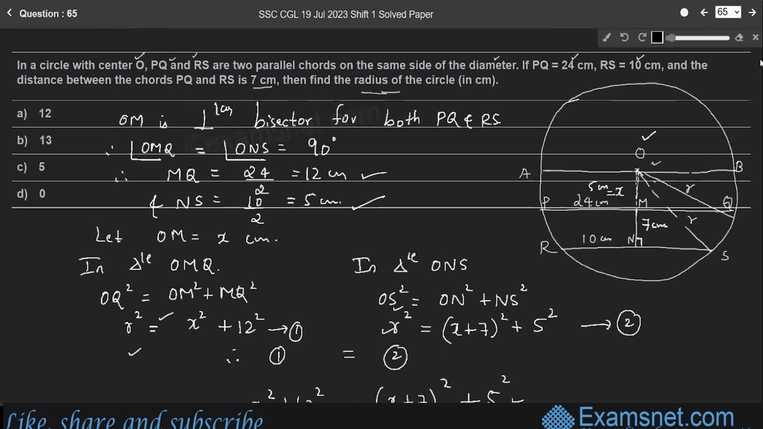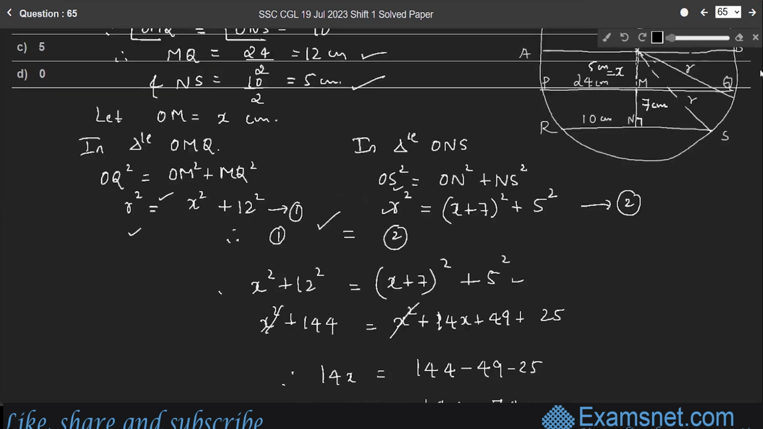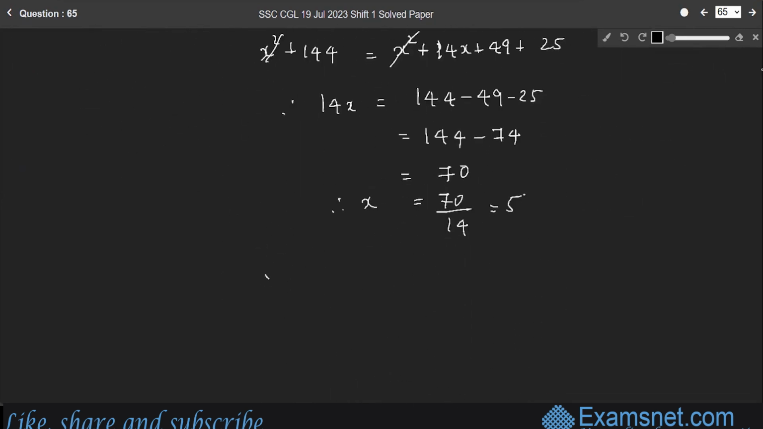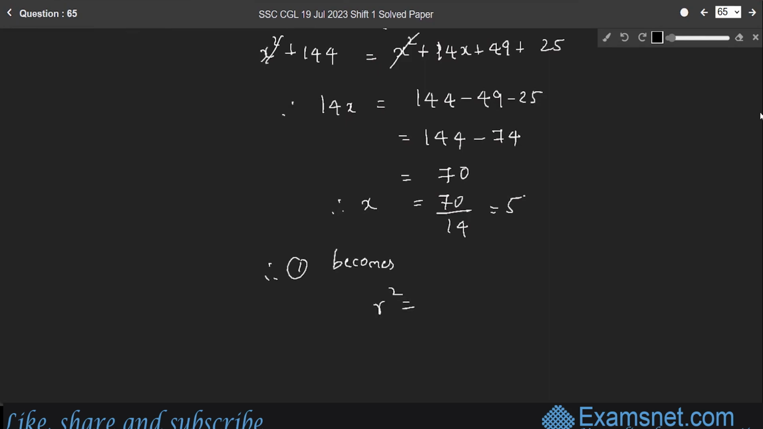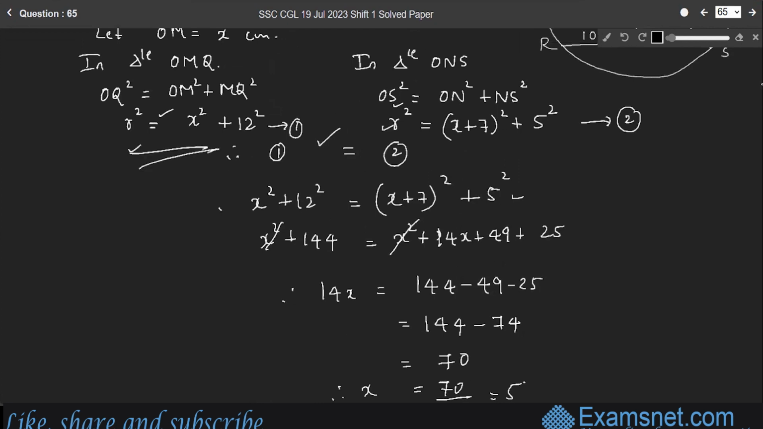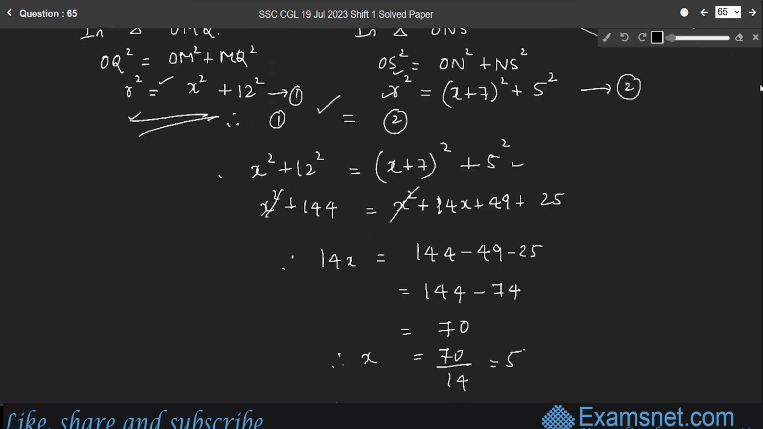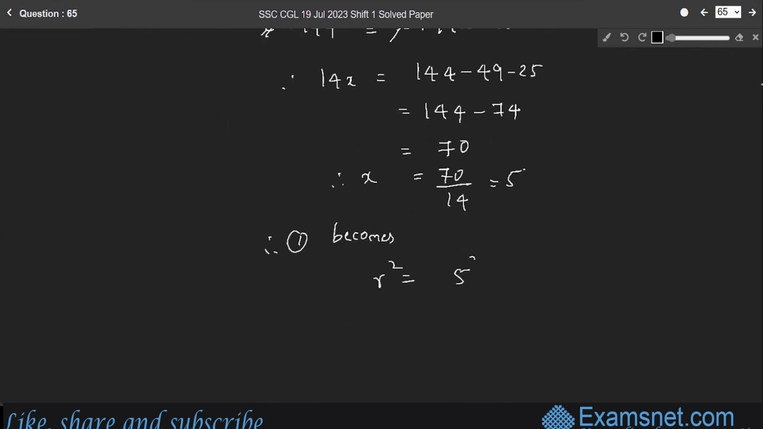Here we need the radius. Substitute the value of x in any of the given equations, either 1 or 2. So equation 1 becomes radius square is equal to x square plus 12 square. Here x is 5, so 5 square plus 12 square, which is 25 plus 144, which is 169.